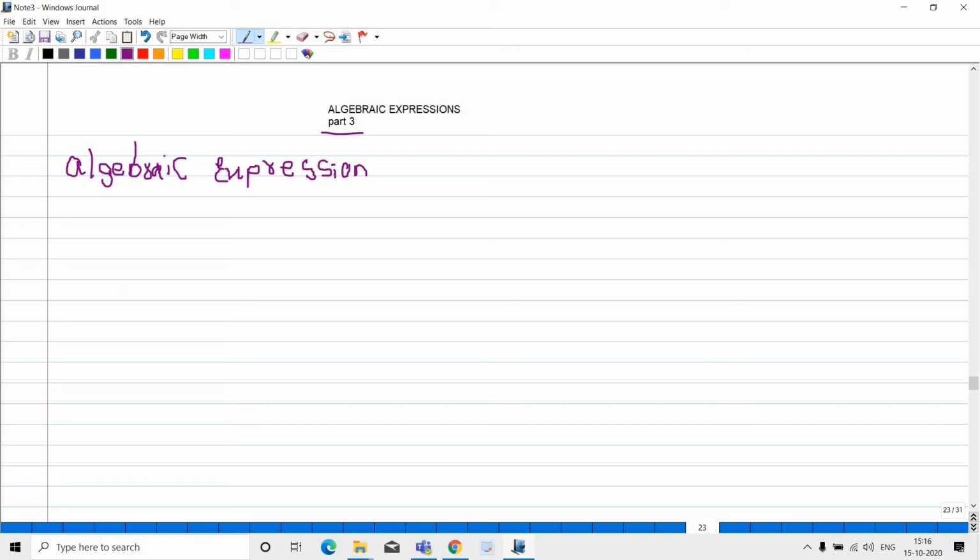Again, I will repeat. When constants and variables are connected with mathematical operations, here what are mathematical operations? Plus, minus, into, divided by. These four are the mathematical operations in mathematics, and these four connect the constants and variables. All these combinations, meaning the constants, variables and mathematical operations, these three combined are said to be an algebraic expression, and I will write the definition here.